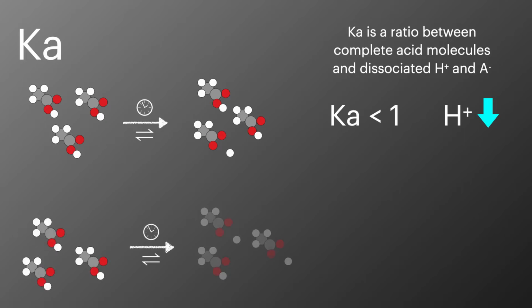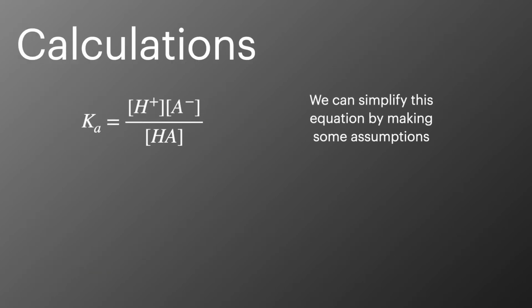If the value of Ka is greater than 1, then the equilibrium favours the right-hand side, and the concentration of hydrogen ions will be much higher. Ka values are nearly always very small and well below 1, which means the equilibrium for these acids lies heavily to the left. When it comes to calculating Ka, we use this expression. It's just like Kc, with the products on the top being divided by the reactants on the bottom.